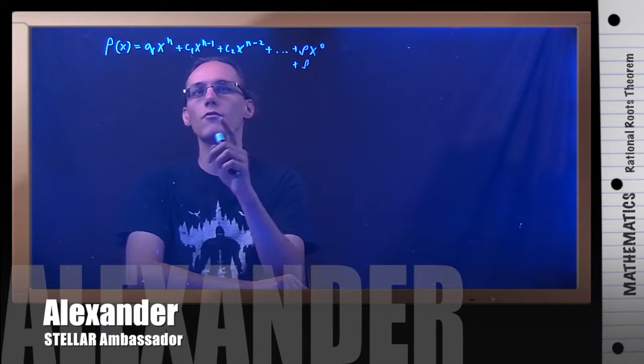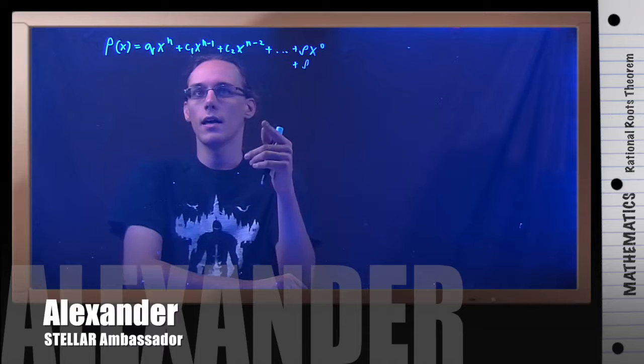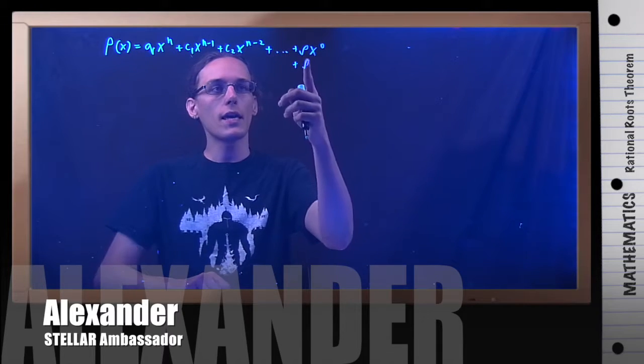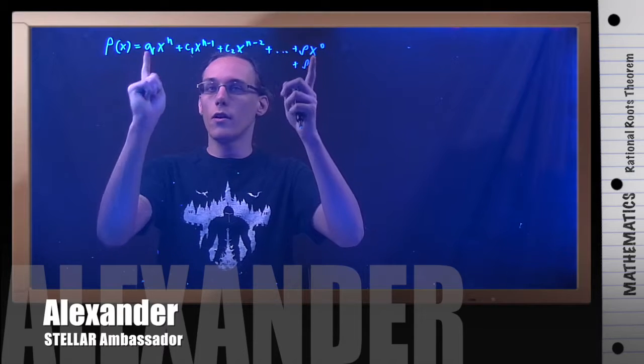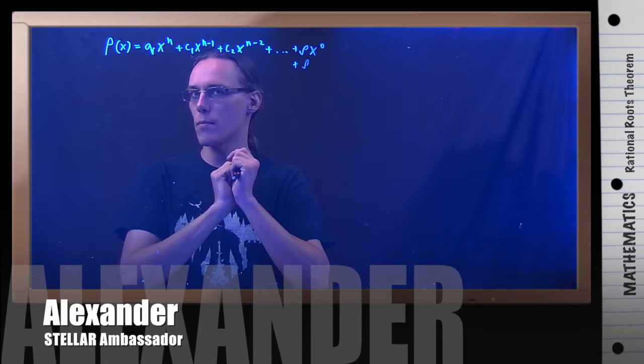Now the reason that I've just got c1, c2, in other words, a bunch of constants in the middle, is because I don't really care about those for this theorem, but I very much care about p and q, the front coefficient and the constant at the back. Those are the things I care about.